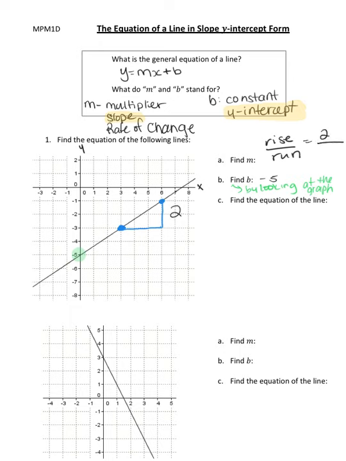My run, that's going to be how much I go across, so my side to side. And if I'm looking here, I'm starting at 3, I'm ending at 6. So if I start at 3 and end at 6, that's a change of 3, right? There's 3 spots in between here. So I go 1, 2, 3. That's my run here. So it looks like my slope is 2/3. And I can see that because if I start at this dot, I'm going to go up 2 and over 3. And now I'm at my next dot on this line.